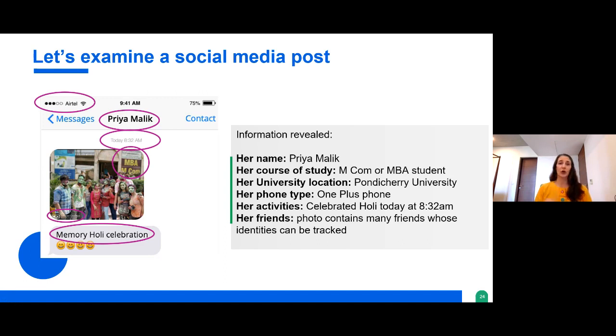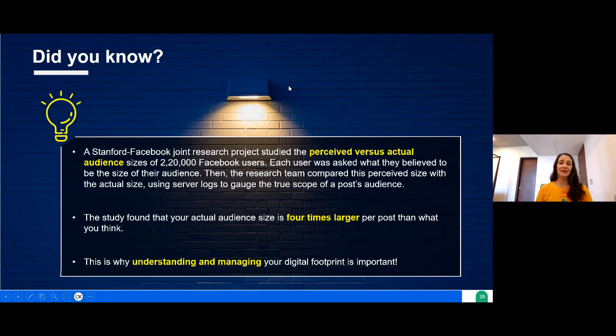And that's the concern when it comes to social media, because there's something called perceived versus actual audience size. This was a research project done by Facebook and Stanford. What they found out was that the audience that is seeing your post is much, much larger than you think.